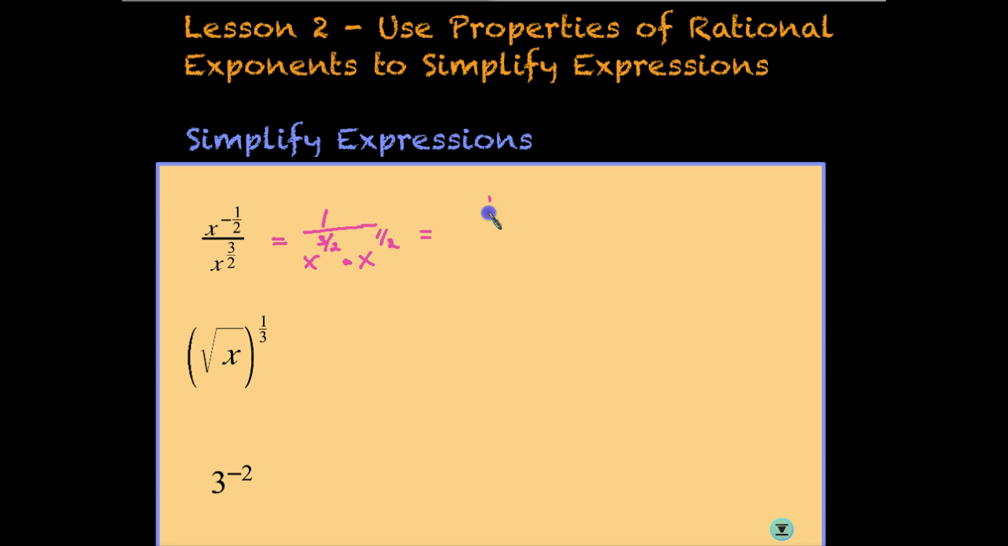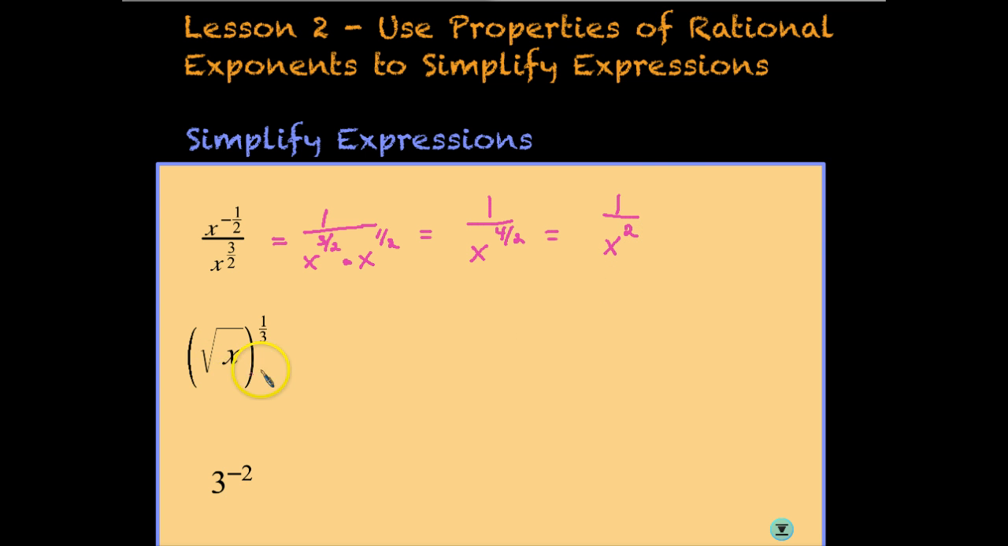So all we have to do now to simplify is add our exponents. We are multiplying same bases. We just add the exponents. 3/2 plus 1/2 is 4/2. And then in order to finish the problem, I would want to reduce that fraction. 4 divided by 2 is just 2.